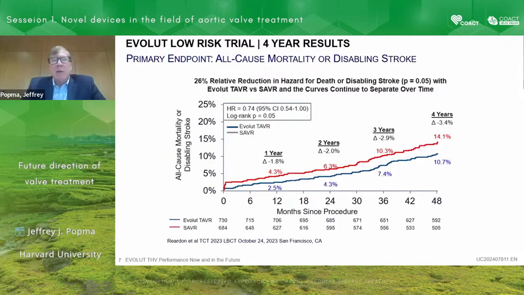At our TCT conference this year in 2023, Mike Reardon presented the 4-year results from the Evolut Low Risk trial, and showed that the primary endpoint of all-cause mortality or disabling stroke was progressively divergent from 1 year to 2 years to 3 years to 4 years, so that all-cause mortality or disabling stroke occurred in 14.1% of patients treated with surgery and 10.7% of patients who were treated with Evolut.